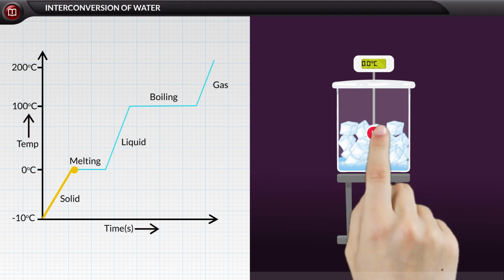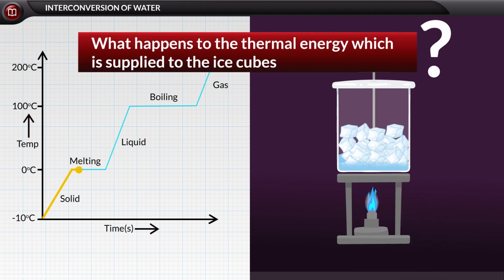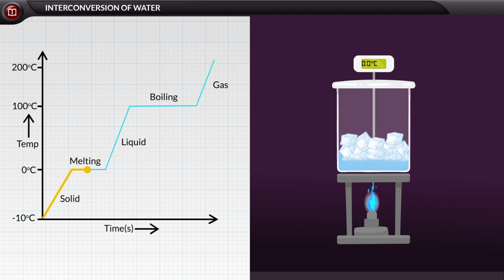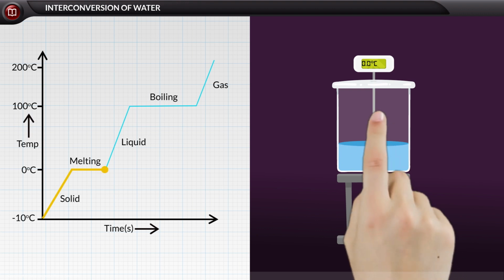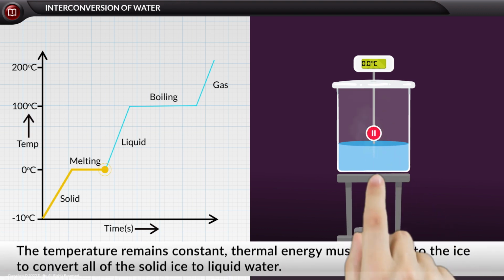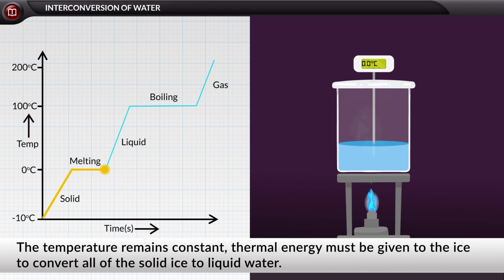If the temperature is not increasing, then what happens to the thermal energy, which is supplied to the ice cubes? The energy which is supplied to the ice cubes at their melting point is utilized in breaking the crystal structure of ice and converting it completely into its liquid form. Thus, even though the temperature remains constant, thermal energy must be given to the ice so that it can be converted from solid ice to liquid water.